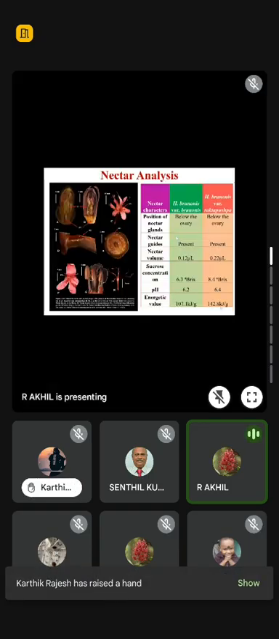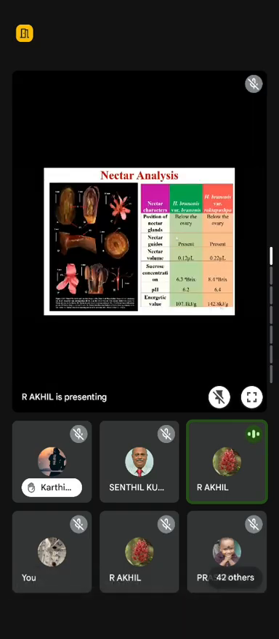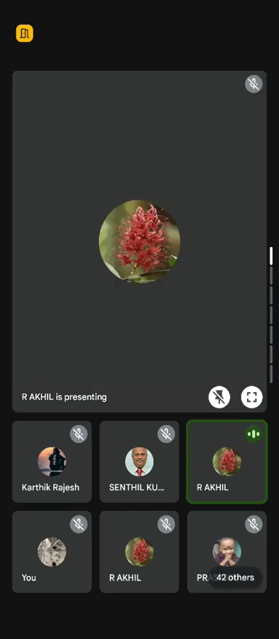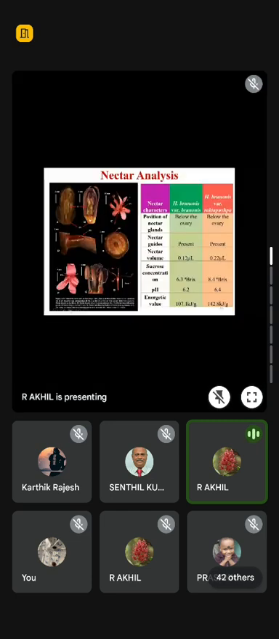Nectar analysis was carried out for the selected species. Here in the figure we can see the droplets produced in the nectaries. The nectaries are located below the ovary, and they produce the floral nectar. And these are the characters, such as the position of the nectary, which is below the ovary.